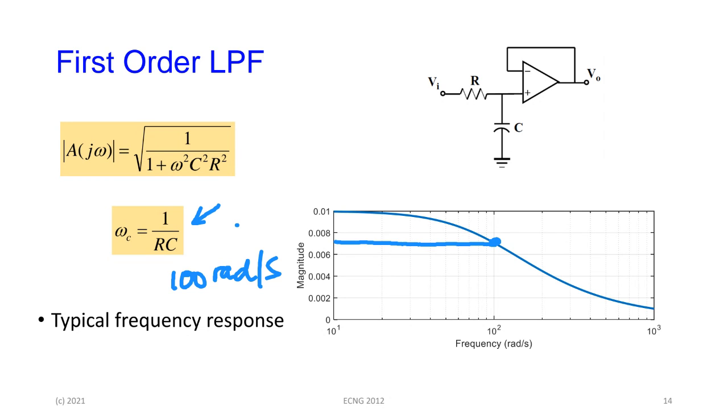And of course, you could convert this very easily to hertz. The cutoff frequency in hertz would be 1 over 2 pi RC, right? So it's easy to go from one to the other. So you can see that the 0.707 point is about 100 for this. In other words, the cutoff frequency is 100, sorry, not hertz, 100 radians per second.